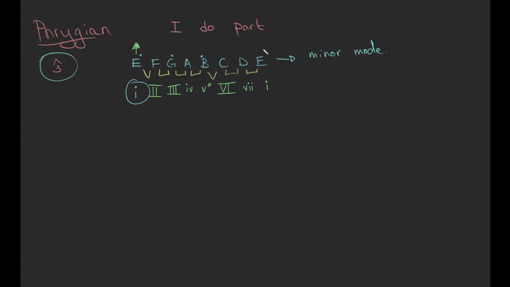The differences between Dorian and this one, of course, are the natural minor would have this raised, and Dorian would also have the 6th raised. So this would be E Dorian, but we're going to make E Phrygian by keeping everything natural.